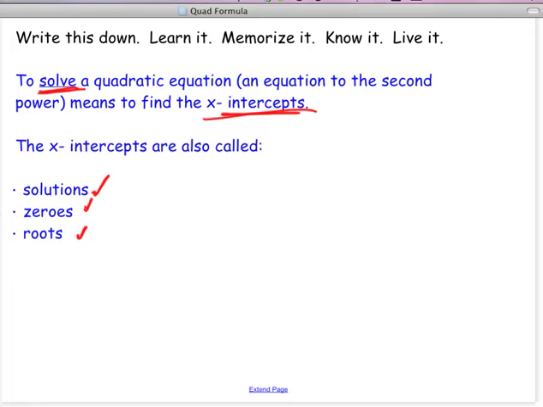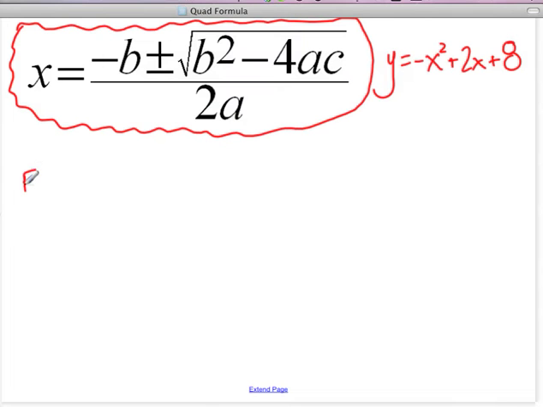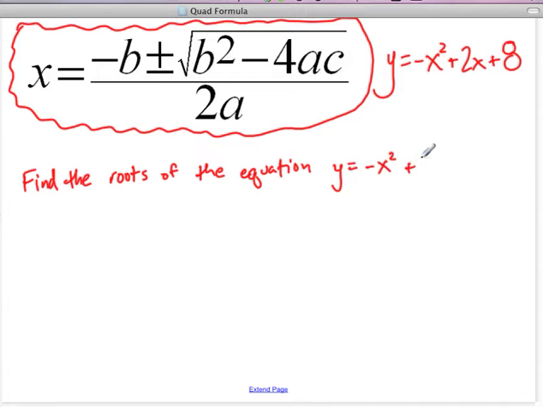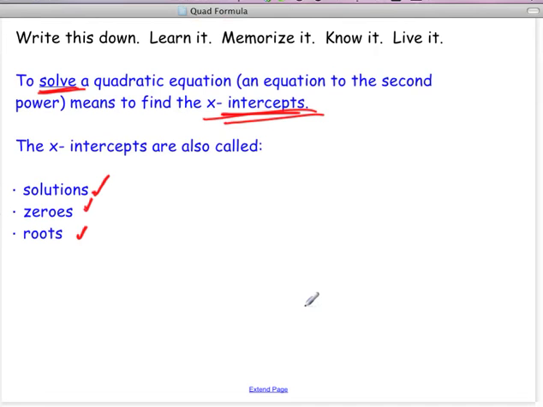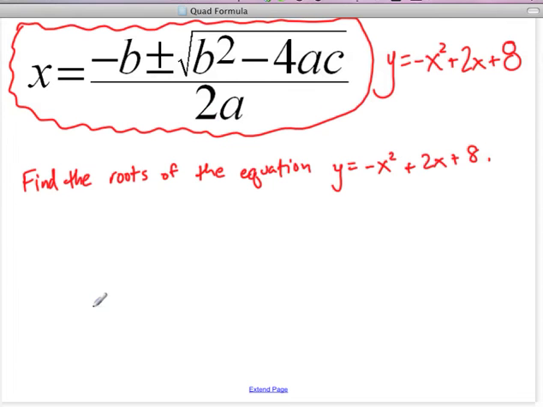And so here's what a question might look like. It would say find the roots of the equation y equals -x squared plus 2x plus 8. Okay, that's what a question would look like. And what does that mean? That just means find the x-intercepts. That's all it means. But we are not going to use Xbox. We're going to use the quadratic formula.